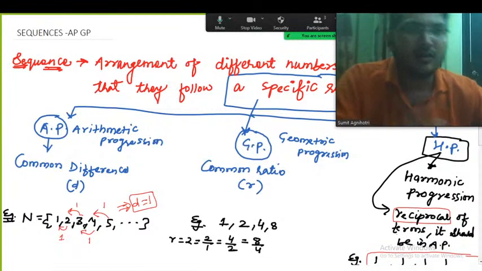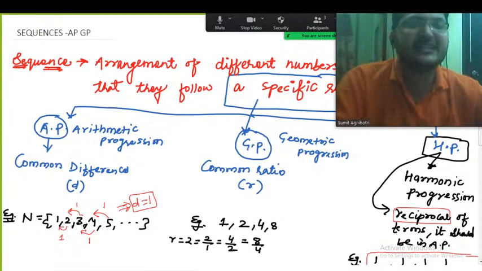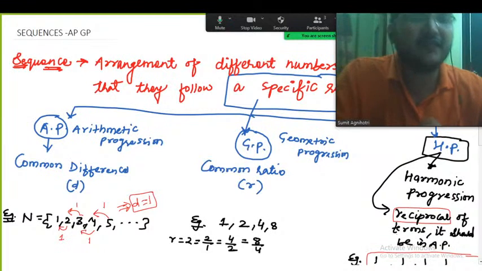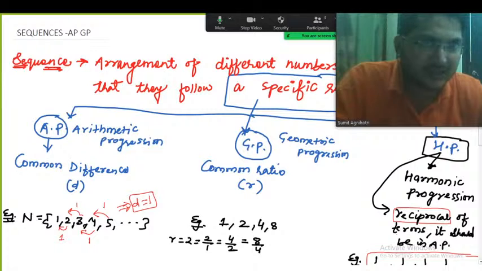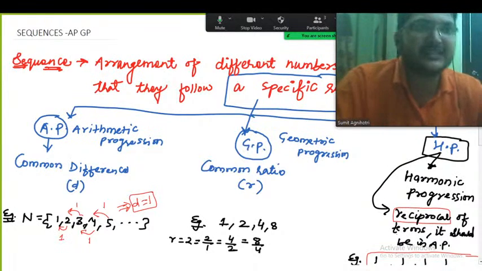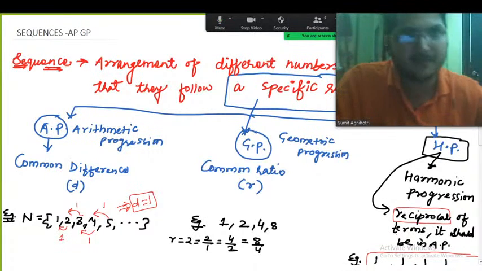In AP the common differences are same, in GP common ratios are same, and in HP we first take reciprocals of all the terms and then we figure out whether they are in AP or not. If reciprocal of terms are in AP or they form AP, then we call the original sequence to be in HP. Is it okay for you?